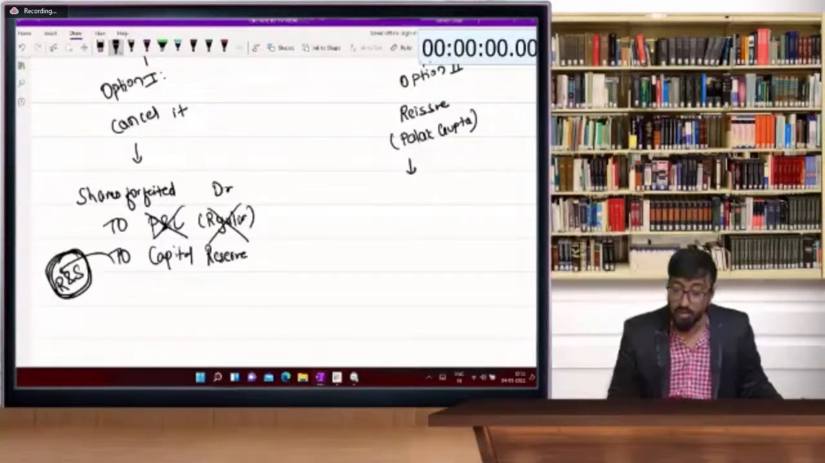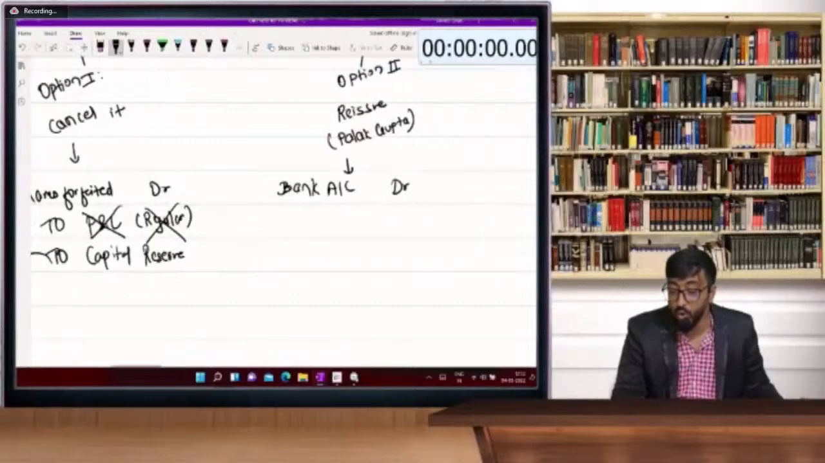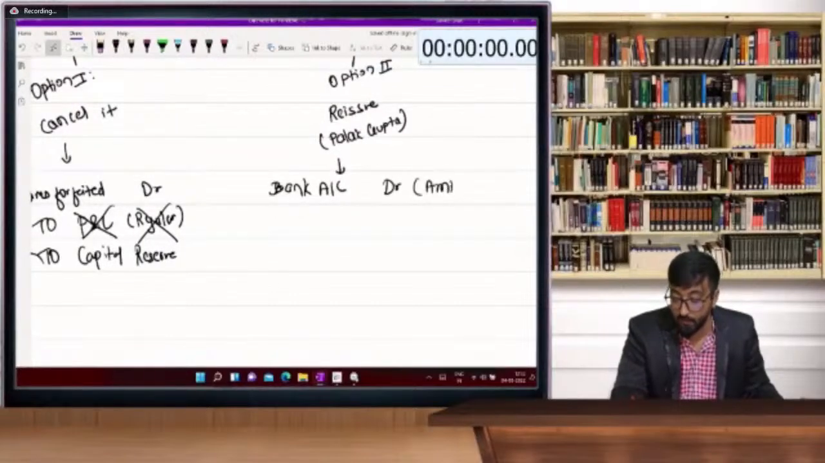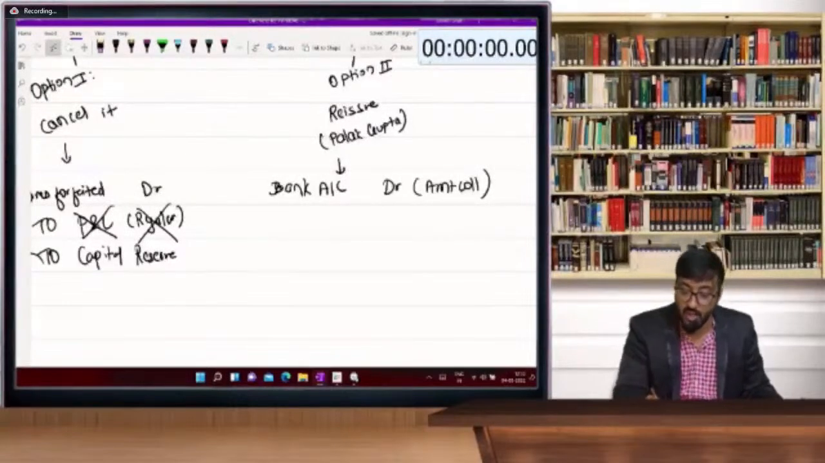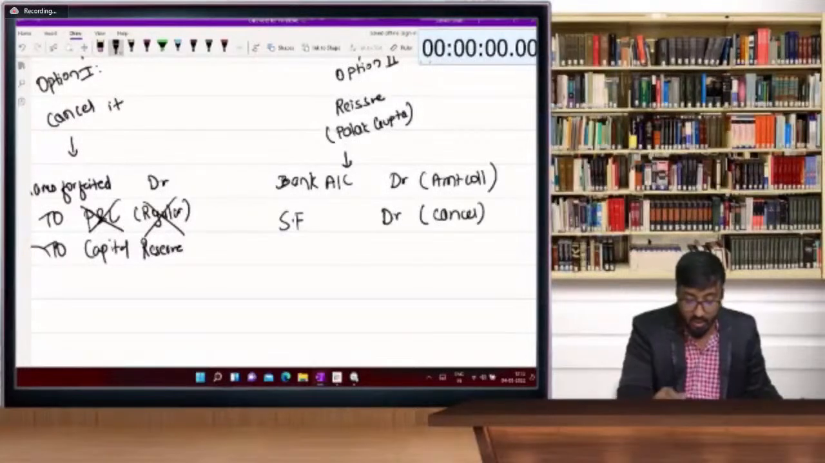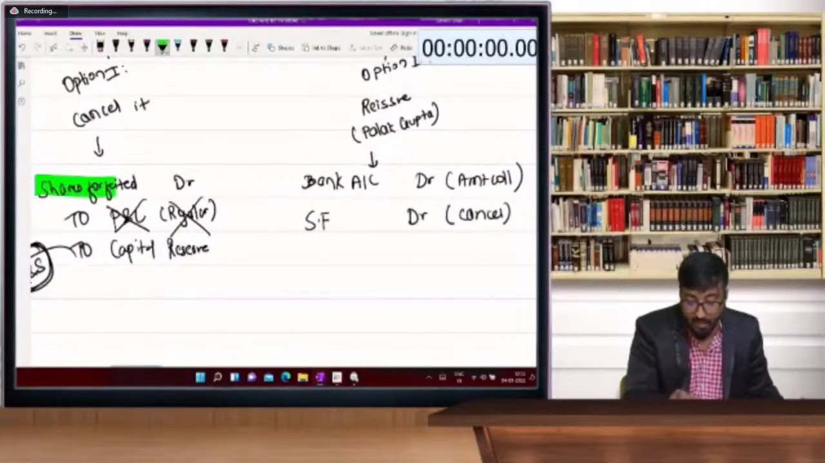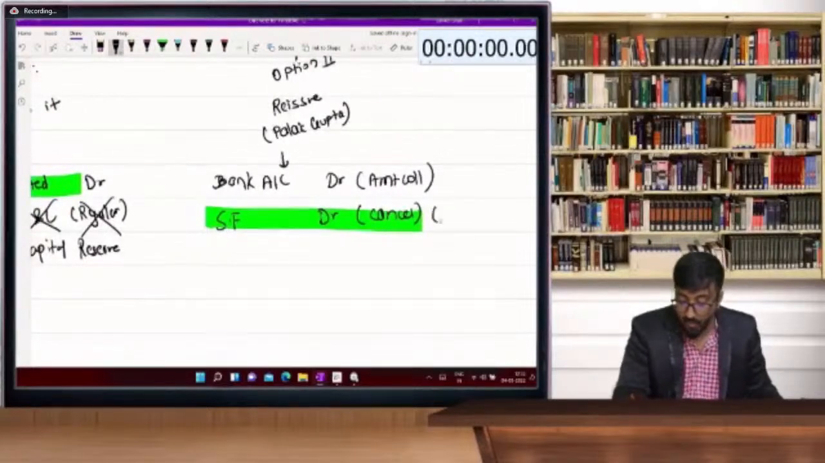And suppose it is reissued: bank account debit, the new amount collected from Palak. But then shares forfeited, we are going to cancel. Shares forfeited account debit, cancel it. So see, shares forfeited will be cancelled in both cases. Amount collected till now.